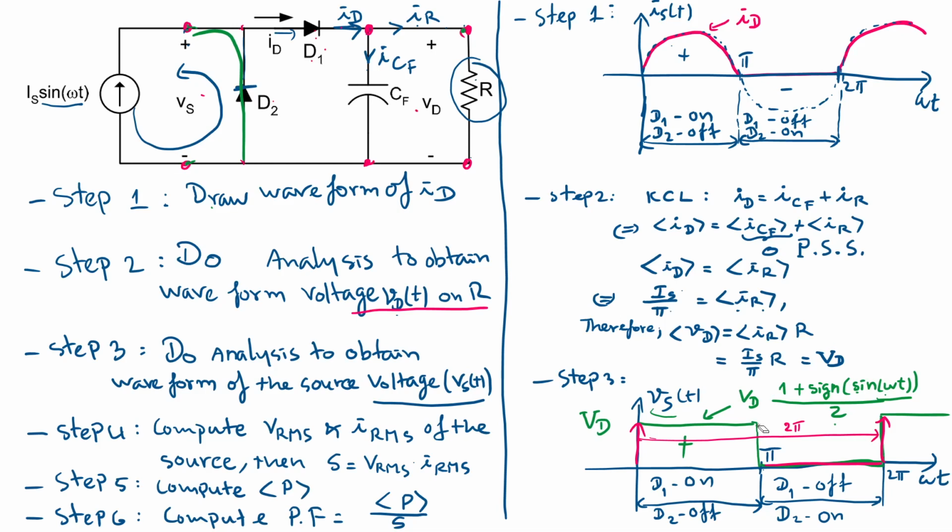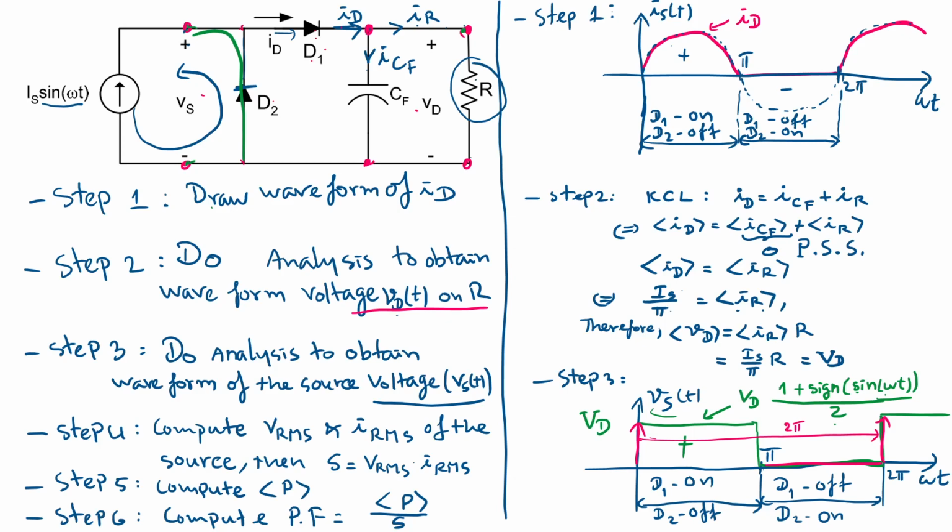So this waveform is just VD, 0, VD, right? If you say VD is constant, VD times this term becomes a square wave like this. This term is just 0 and 1, right? When this part is positive, the sign of a positive number is 1, 1 plus 1 is 2, 2 divided by 2 is 1. When the sign value here is negative, the sign function of a negative number is minus 1, minus 1 plus 1 is 0. So this term is just 1 and 0, 1 and 0, okay?